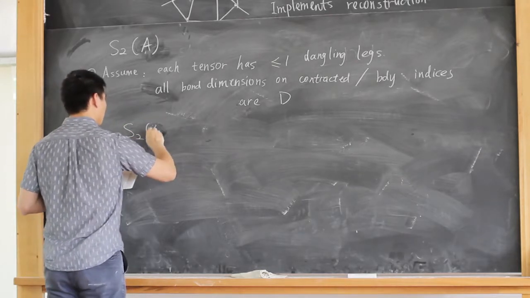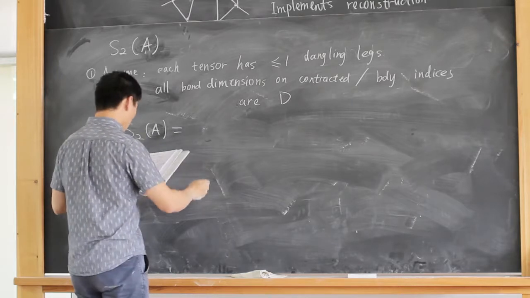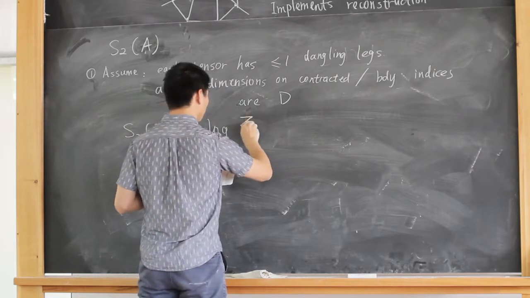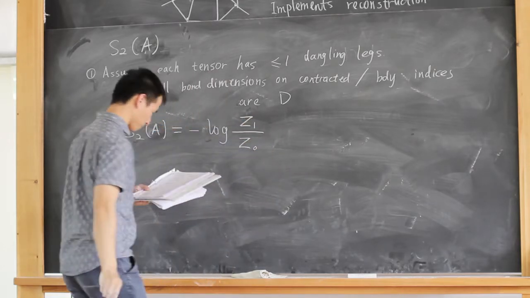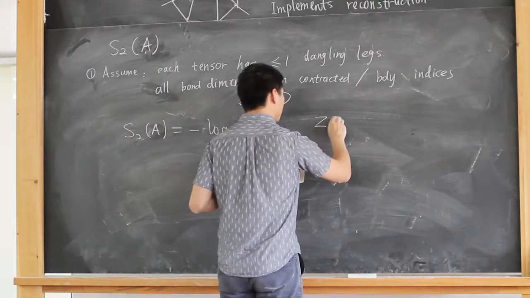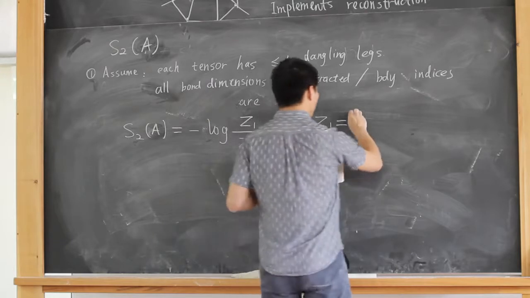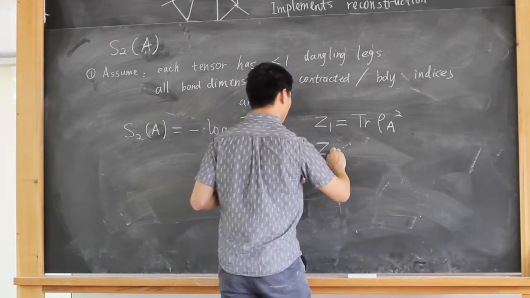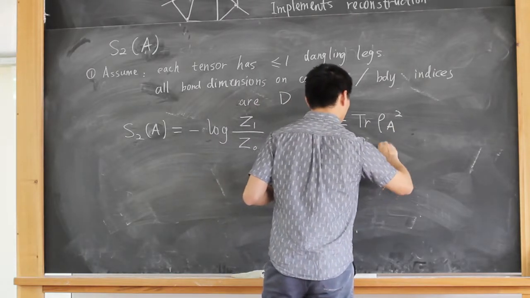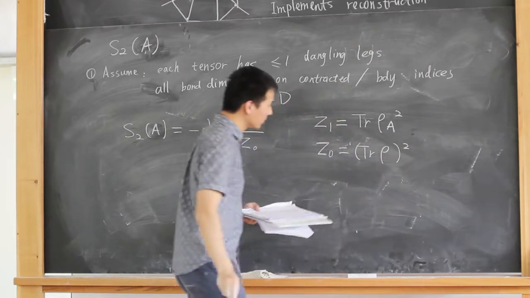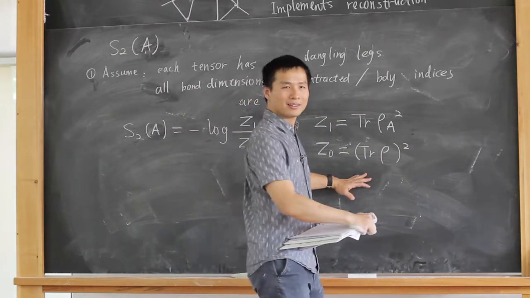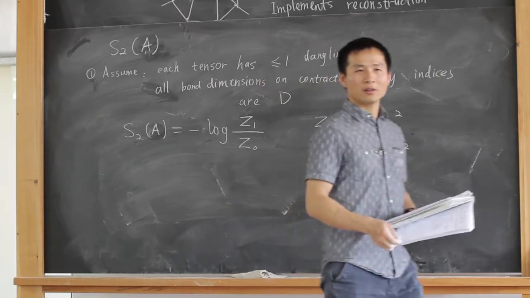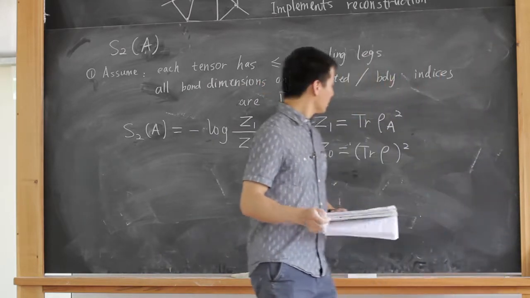The second Rayleigh entropy can be thought of as minus the log of the ratio of two partition functions. The first partition function, which I've called Z1, can be thought of as the trace of rho A squared. And the second is simply the trace of rho squared. So if rho is properly normalized, then this is just 1, and we can forget about this. But sometimes it's useful to deal with a non-normalized density matrix. So that would be useful in some discussion.